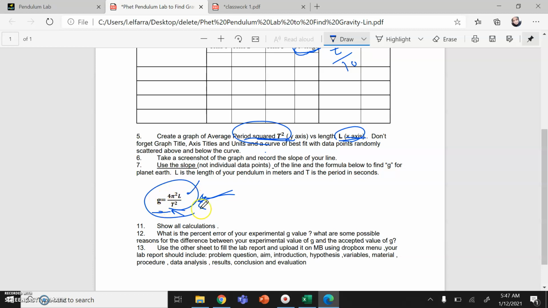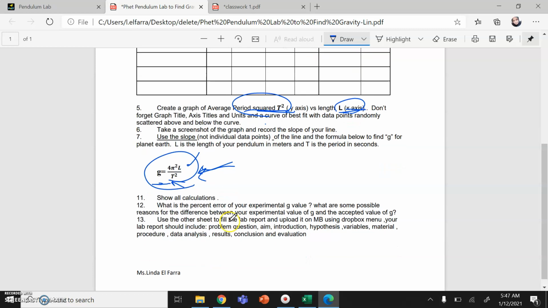After you finish this one, show all your calculations. Show me a sample of your calculation. How did you calculate g? How did you calculate g from the graph? What is the percentage error of your experiment for the value of g? If you got, for example, 10.7 from the graph, the value you calculated, how can you find the percentage error?